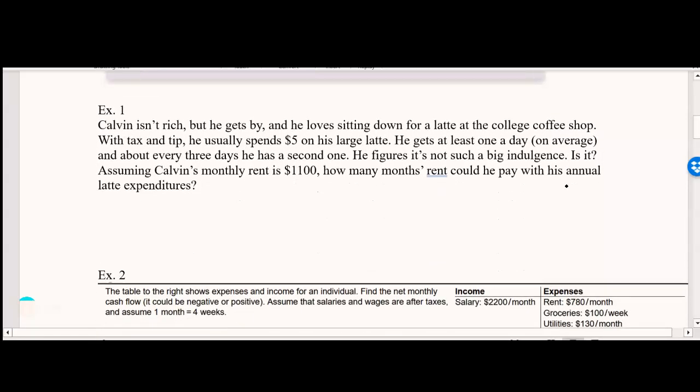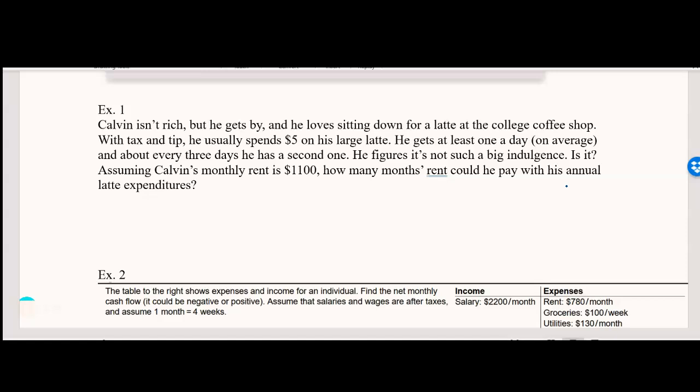Let's go into our first example. Now, it says, Calvin isn't rich, but he gets by, and he loves sitting down for a latte at the college coffee shop. With tax and tip, he usually spends $5 on his large latte. He gets at least one a day on average, and about every 3 days he'll have a second one. He figures it's not such a big indulgence, is it? Assuming Calvin's monthly rent is $1,100, how many months' rent could he pay with his annual latte expenditures?